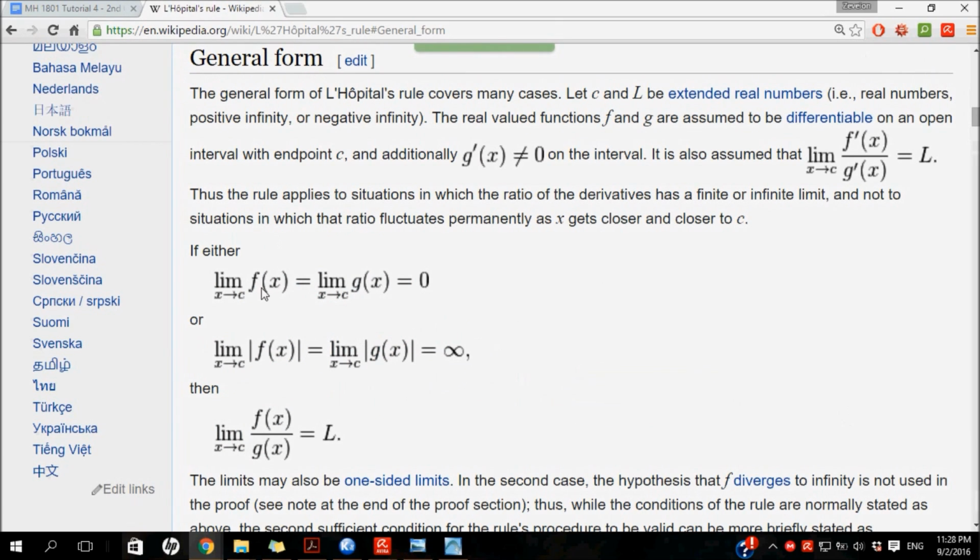L'Hopital's rule tells us that if the limit as x tends to infinity of the numerator equals the limit as x tends to infinity of the denominator equals 0, or in this case, where both of these terms, taking absolute values, equal infinity, then the limit as x tends to infinity of the quotient equals L, where L is the limit of the quotient of the derivatives.